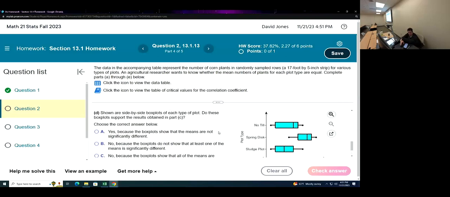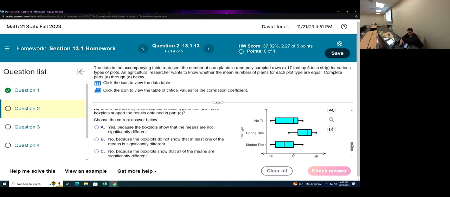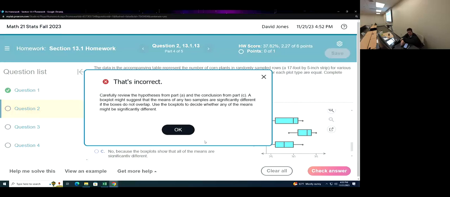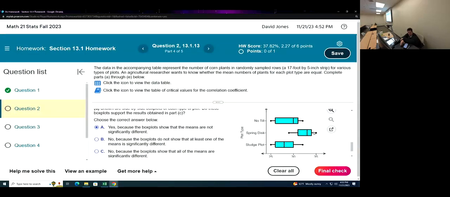Do these box plots support the answers? Yeah, because all the boxes are near each other, overlapping each other. At least the range is. It's not that wide apart. I'm going to say yes. Really? Okay, then they're going to say spring disc is further out. At least one of them is significantly different.